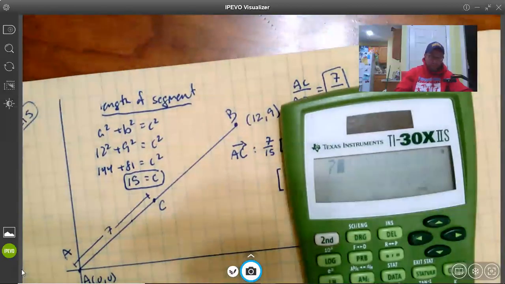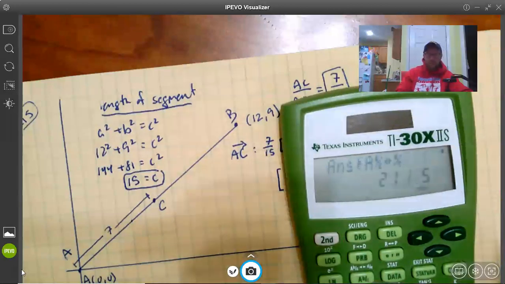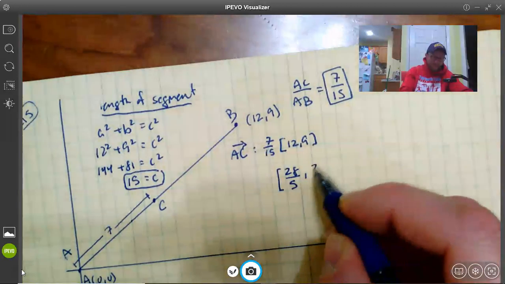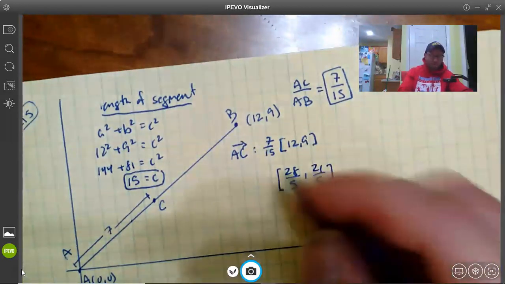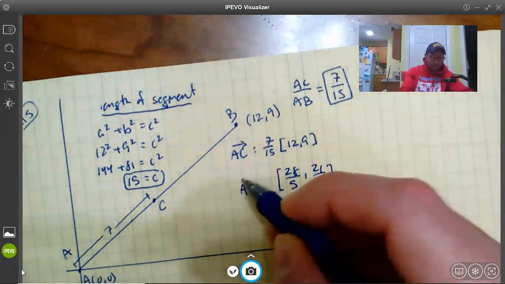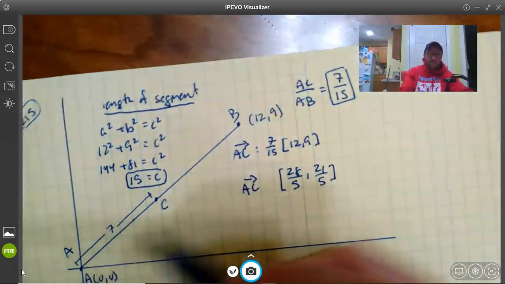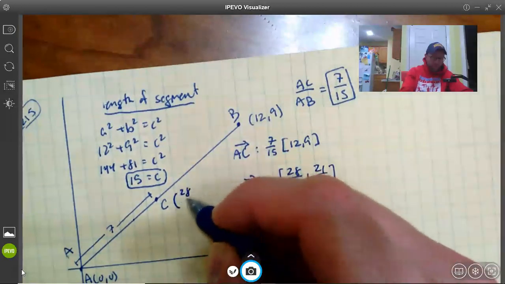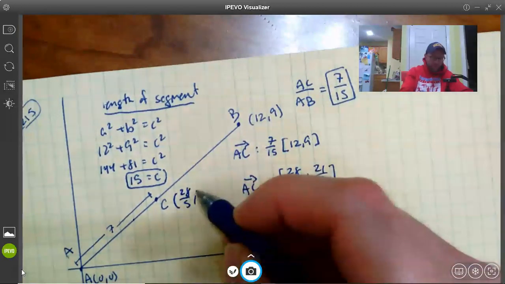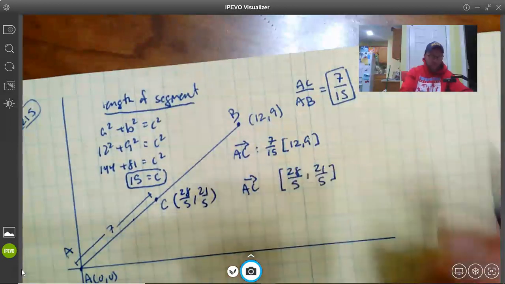And 7 over 15 times 9 is 4 1/5, which is 21/5. And so AC is this vector here, and since it's placed at the origin, that's also the coordinates for point C: 28/5, 21/5. So let's see if that looks reasonable.